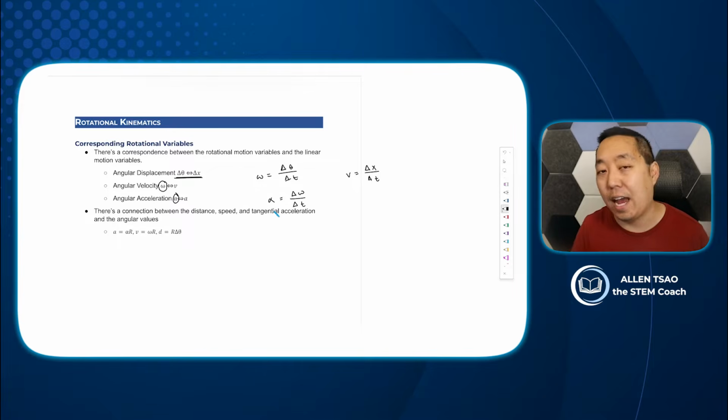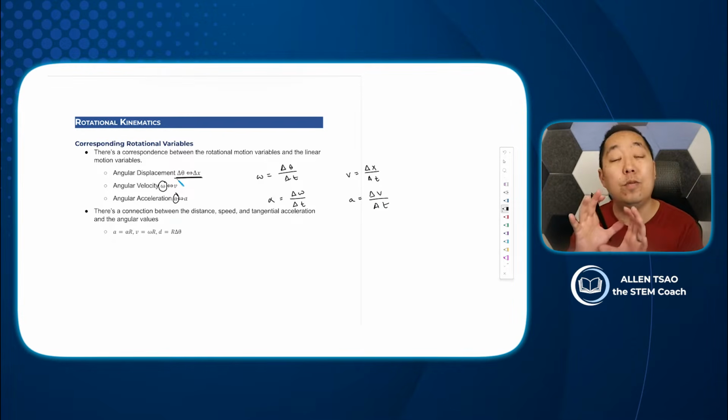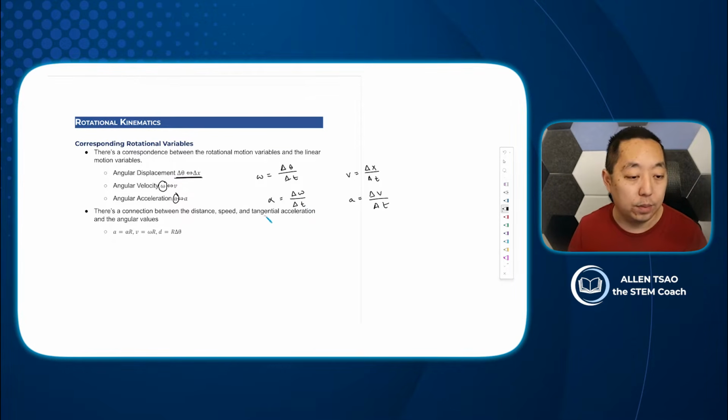Angular acceleration is the rate of change of the angular velocity. And remember, these are averages. We use the derivative for those in AP Physics C or for calculus, or the slope of the tangent line when we're doing the instantaneous value. And this is the angular acceleration, the Greek letter alpha. And linear acceleration is the change in velocity over that time. So those are the core variables, and they have an analogous part.